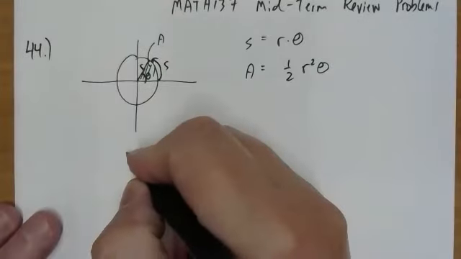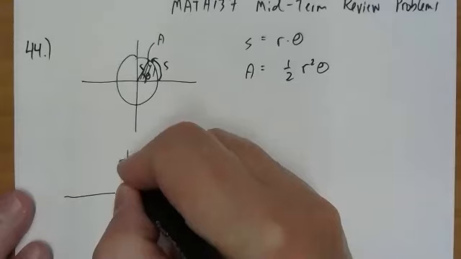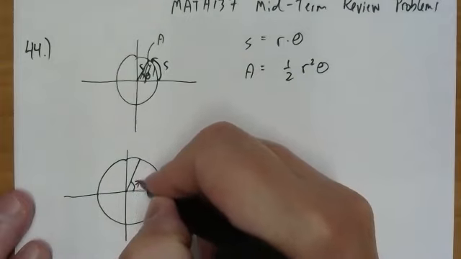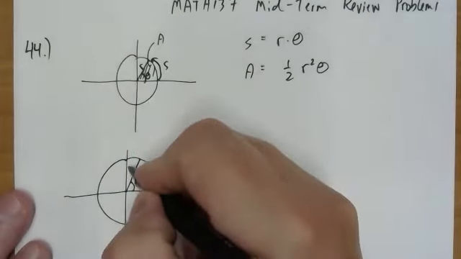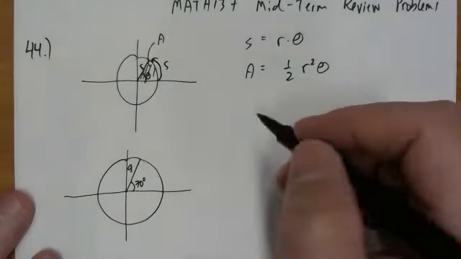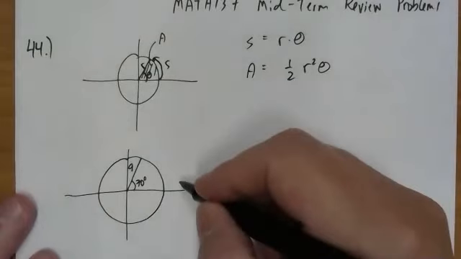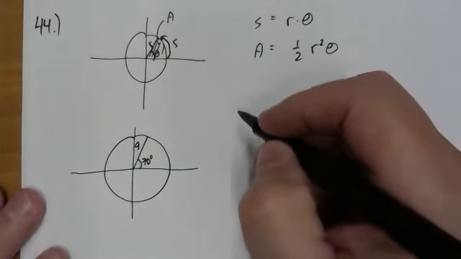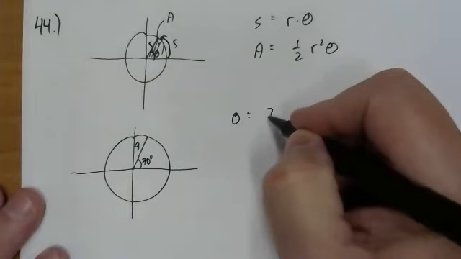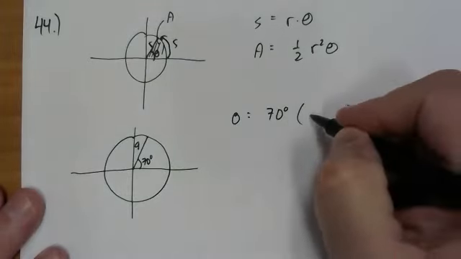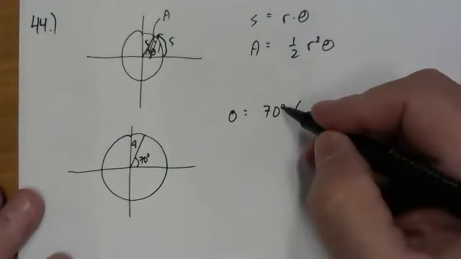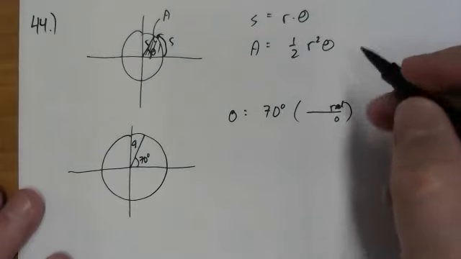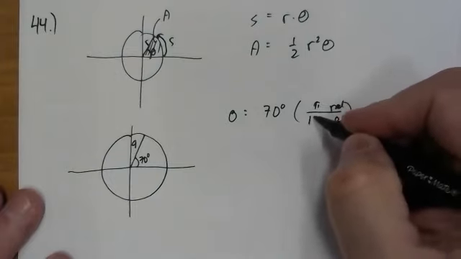So if I actually draw the exact problem we have, looks like we have a 70 degree angle and 9 yards is the radius. First thing we have to realize is we have to convert the angle from degrees to radians. So we know how to do our unit conversion. Degrees is what we start with. So degrees go on the bottom, radians go on the top. And we know there are pi radians in 180 degrees.